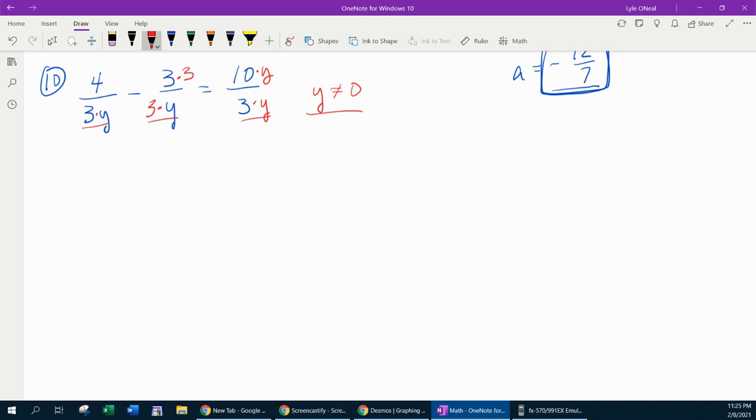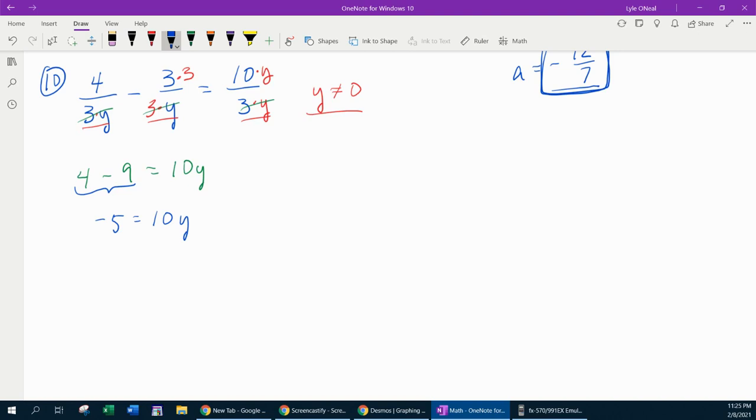And now do you see that all three denominators have the same stuff? And I can cancel them out. So that'll leave me with 4 minus 9 equals 10y. And then I can solve. So the next step is we're going to combine like terms. 4 minus 9 is negative 5.